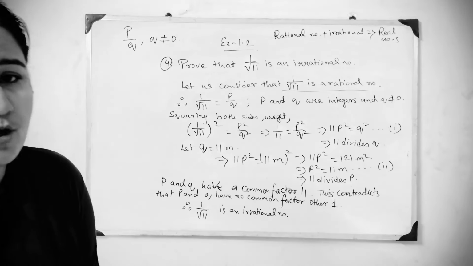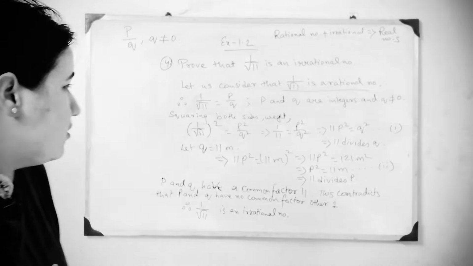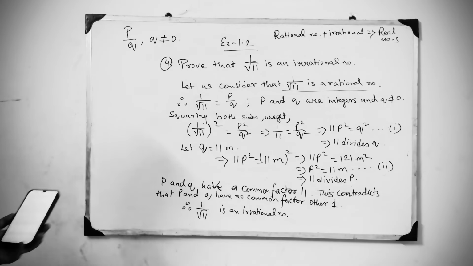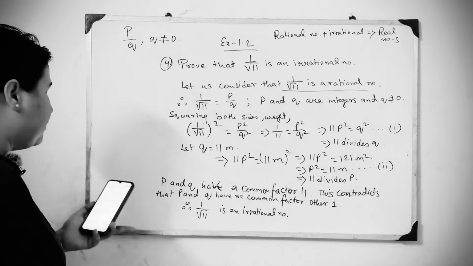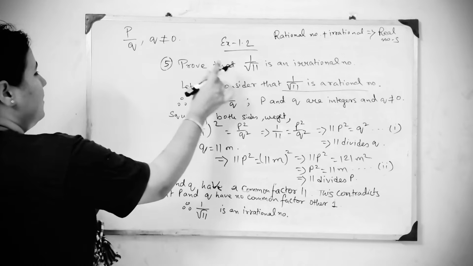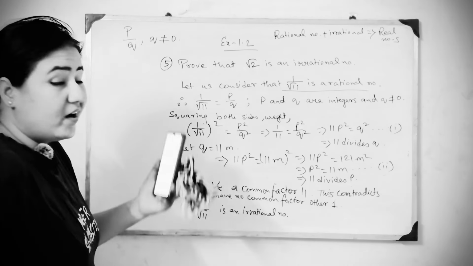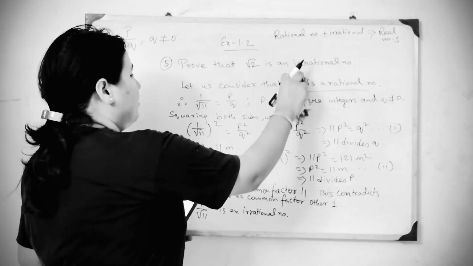Now number 5 has got two parts. Prove that root over 2 is an irrational number. Then we have one more part to it. So I'll just change the question number, and I'll again change the question. Root 2 is an irrational number. Again the same thing. I'll just do a bit of editing.